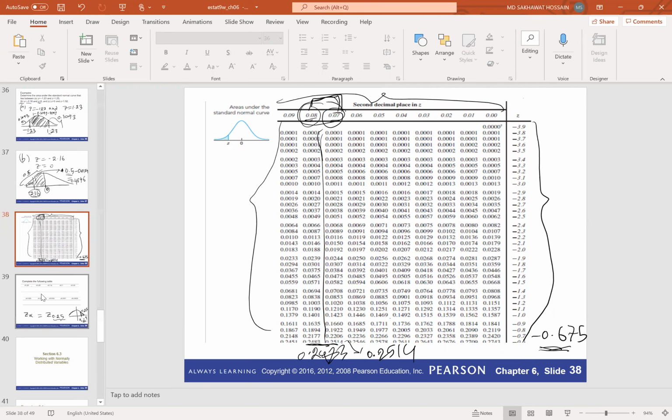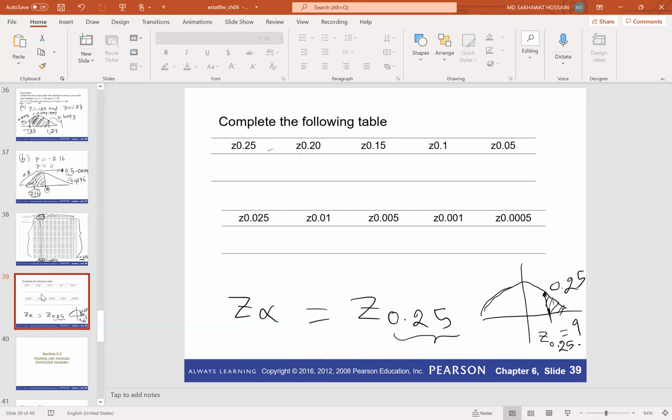Okay, so corresponding to this one, the area on the left, this is 0.25. If you look at this area, then we get negative 0.675 for the area on the left, right? But we need to find the z score where the area is on the right. Since this 0.25 and this 0.25 are the same, this z score and this z score will be the same with different sign, right? So that's why it will be positive 0.675.